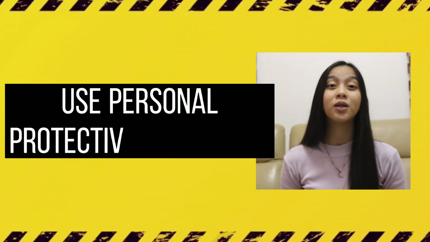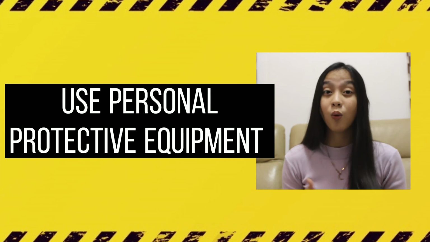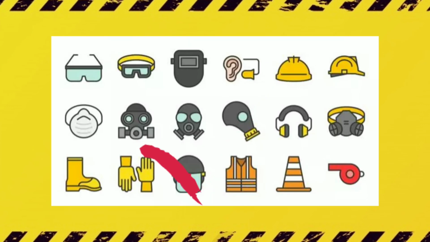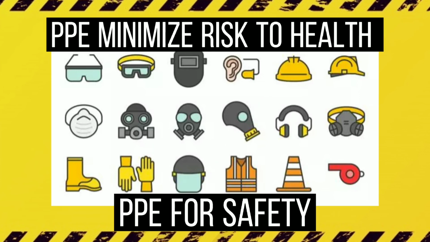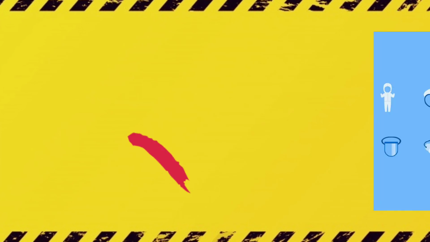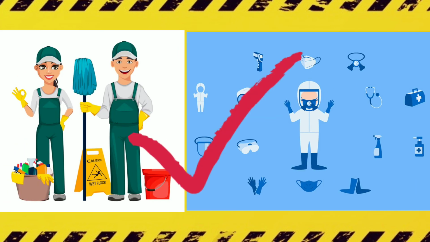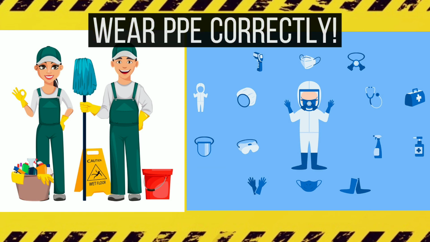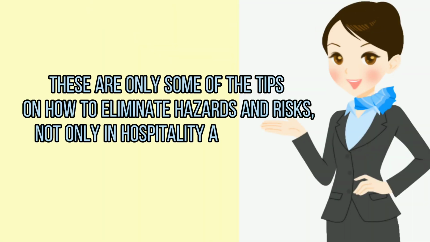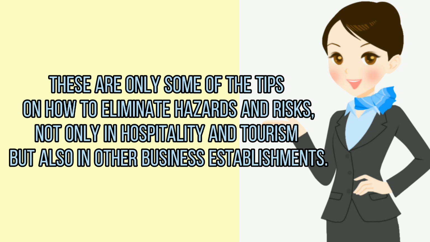Lastly, use personal protective equipment, or what we call PPE. PPE refers to anything that employees use or wear to minimize risks to their health and safety. It limits the exposure to the harmful effects of a hazard, but only if employees wear and use the PPE correctly. These are some of the tips on how to eliminate hazards and risk, not only in hospitality and tourism, but also in other business establishments.